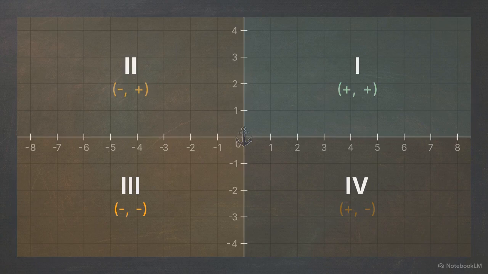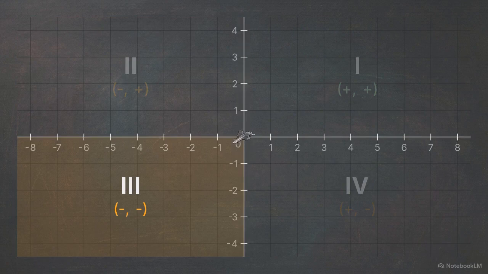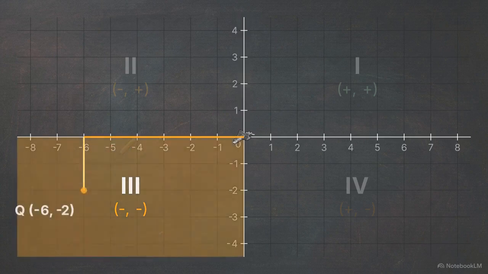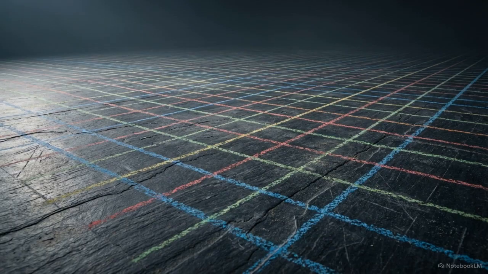Let's plot point Q at -6, -2. Starting at the 0 point, we move -6 units horizontally into the negative x-axis and -2 units vertically. This places point Q securely in the 3rd quadrant. With these 4 quadrants, we have a system that stretches endlessly in all directions. It turns a blank surface into a structured field of data.